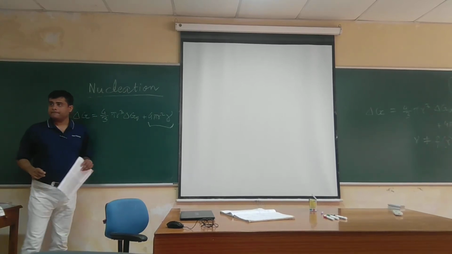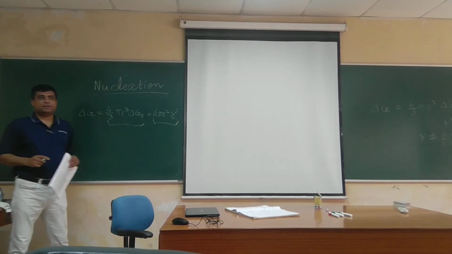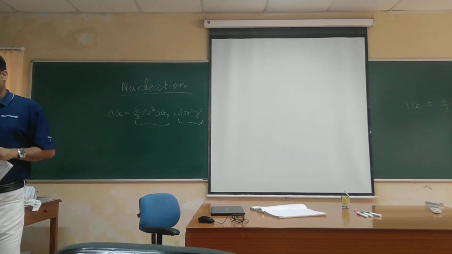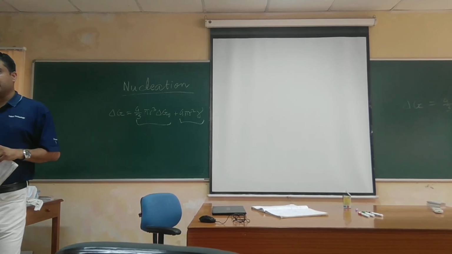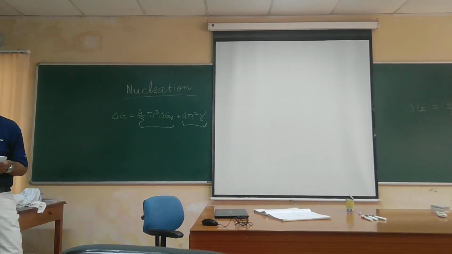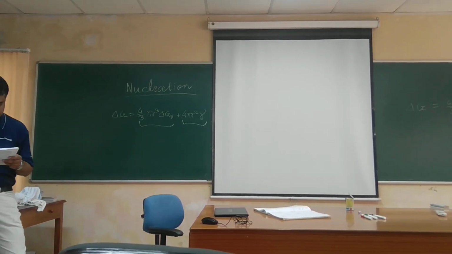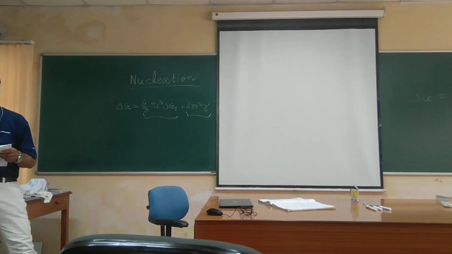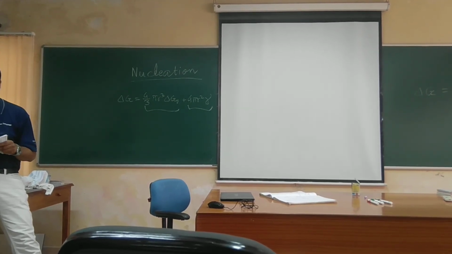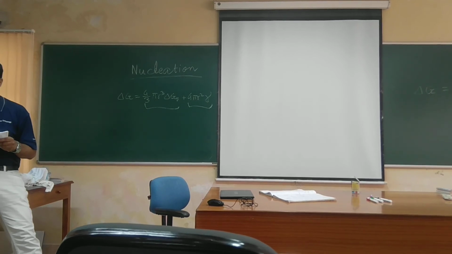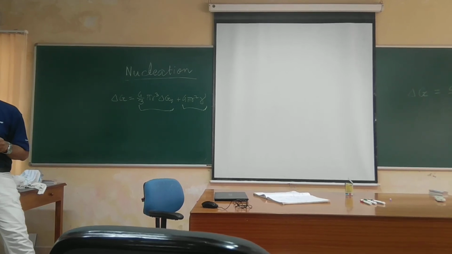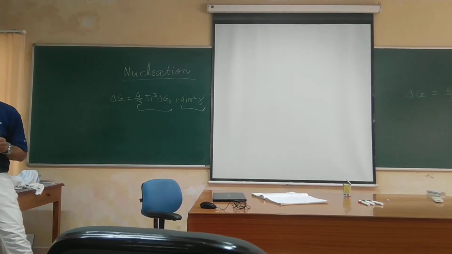by delta G V. What is delta G V? Volume Gibbs free energy. If in alpha a beta phase forms, this is the difference in Gibbs free energy between beta and alpha per unit volume of beta. Per unit volume of beta. Plus 4 pi r square gamma. What is gamma? Interfacial energy between alpha and beta.